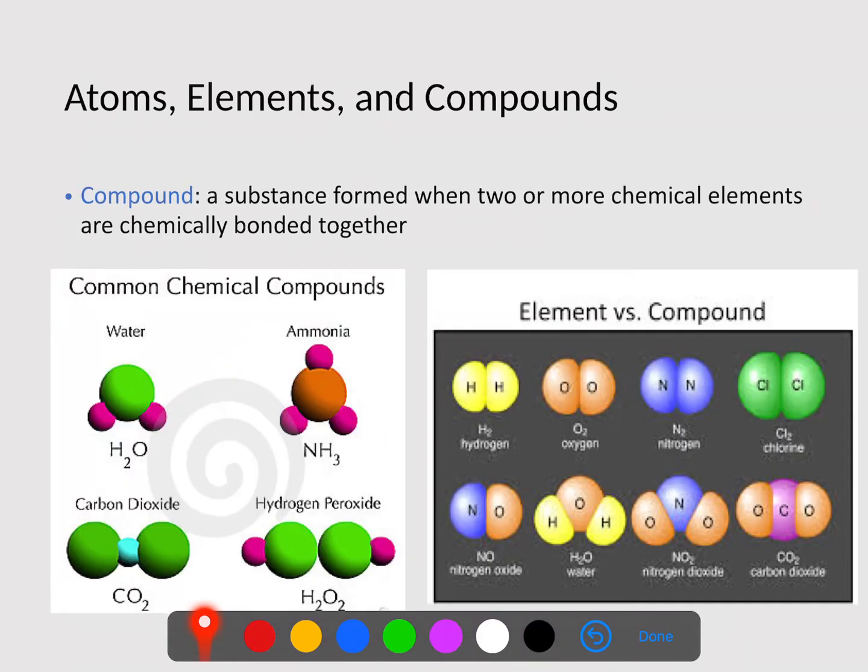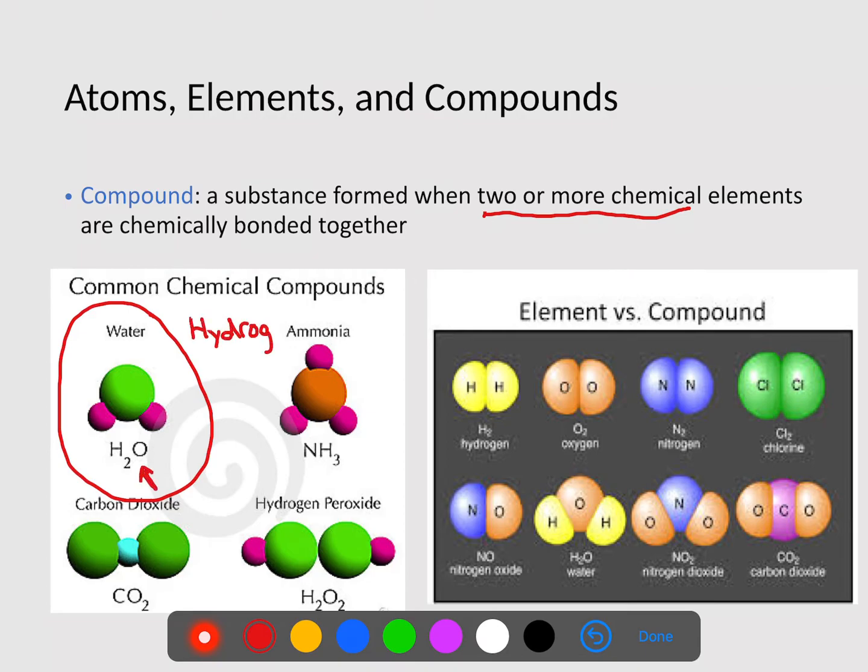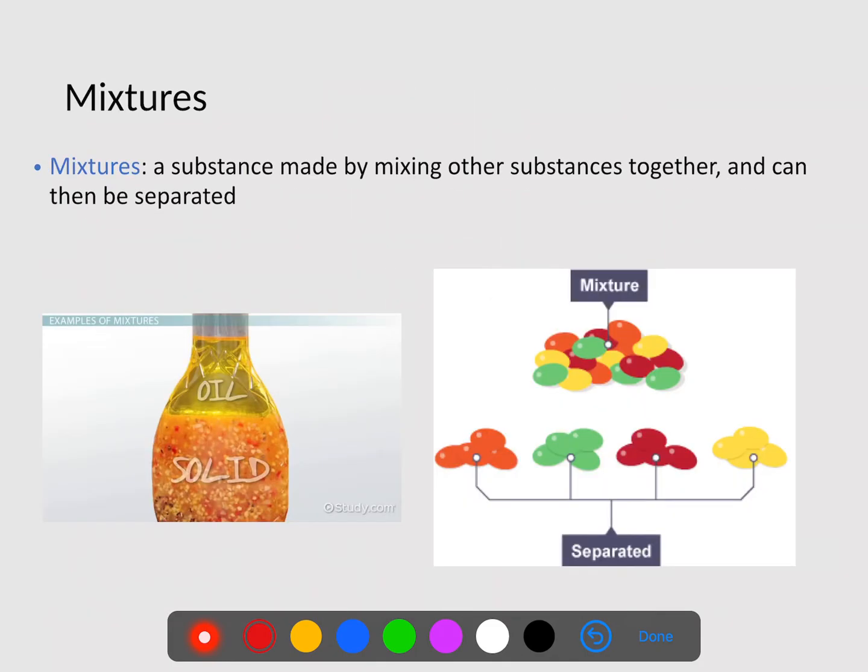Now, a compound's a little bit different. So here is our compound, and a compound is a substance that is formed when 2 or more chemical elements are combined together. So for example, we have H2O. That's made of hydrogen and oxygen. So 2 different atoms combined together to form a compound.